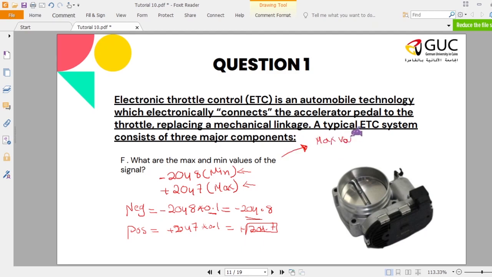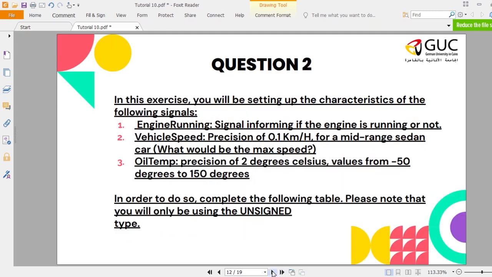So the answer of this question: the maximum value of this signal is 204.7, and the minimum value is negative 204.8. Okay, cool. Going to the next question.